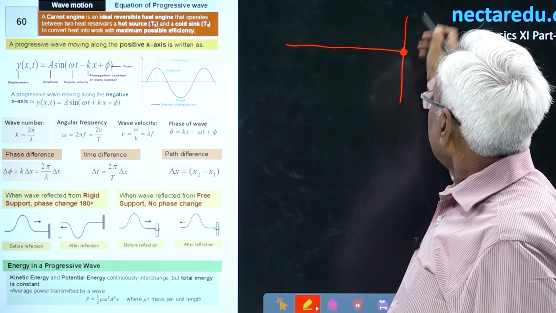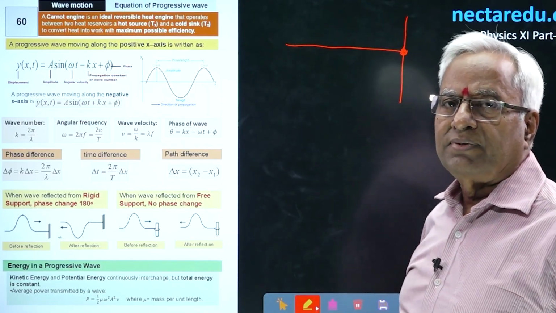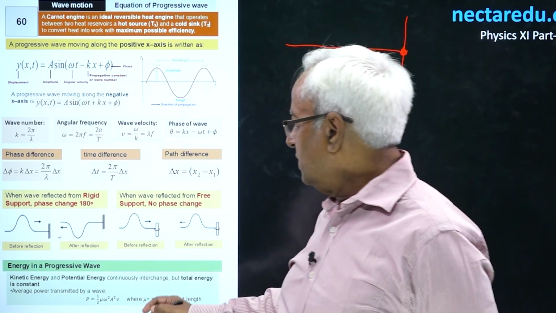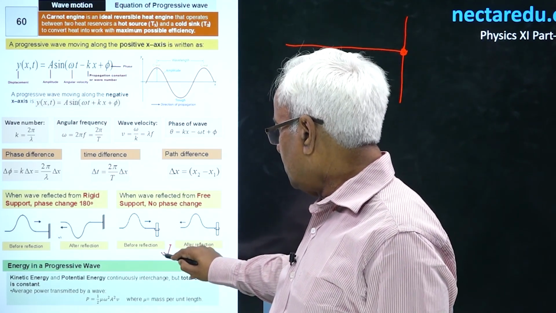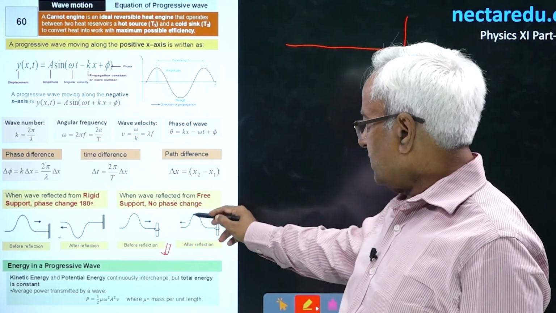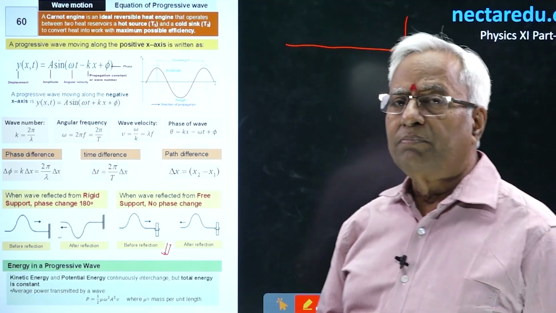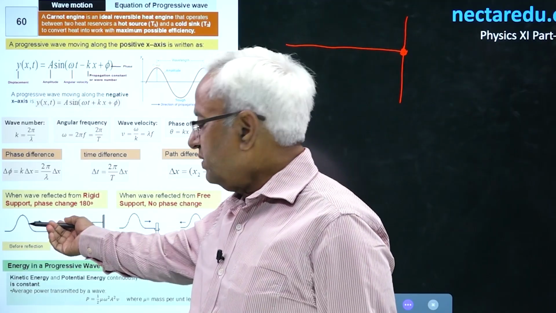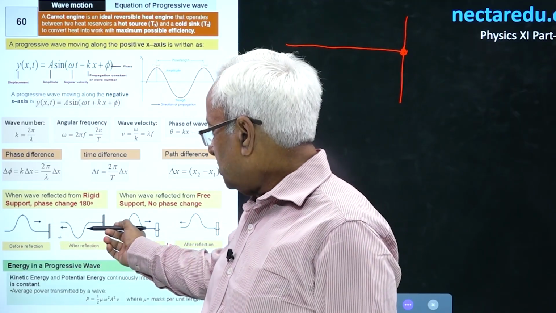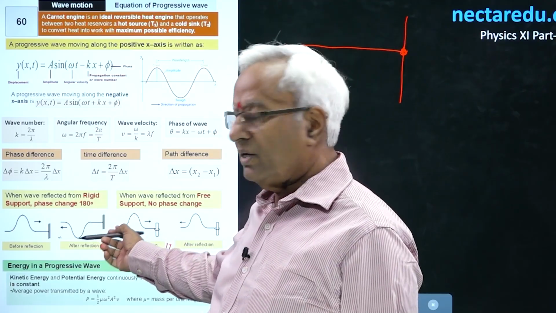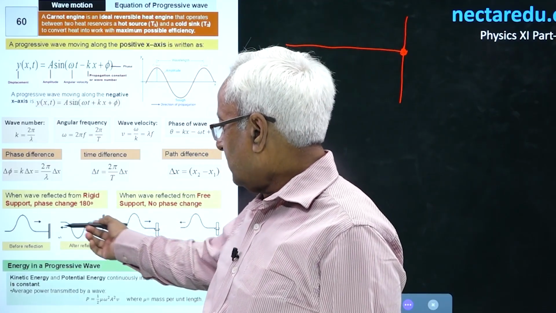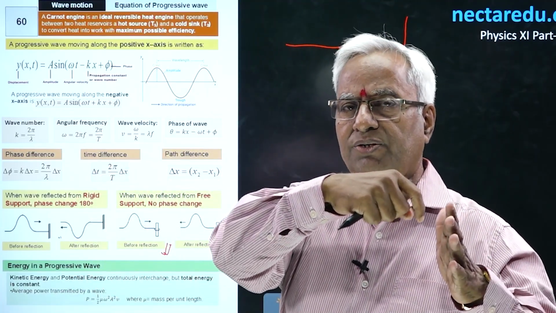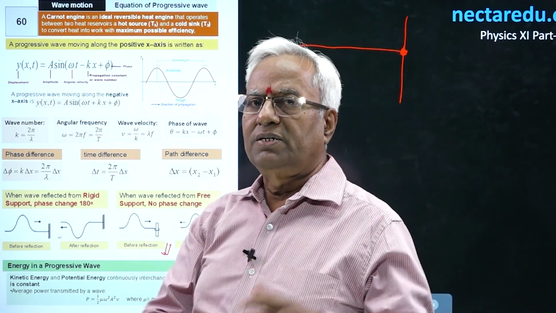If the reflection is from a free boundary, then no phase difference takes place, as shown over here. It is returning in the same phase. If the boundary that is reflecting the wave is rigid, then a phase difference of 180 degrees will be produced, and this is shown over here. Here the trough and crest are interchanged. If a crest has struck a surface, it is going to return as a trough, meaning a 180 degree phase difference is taking place.